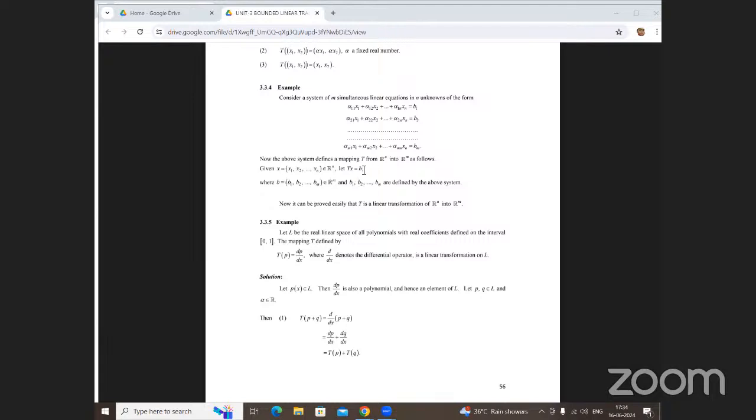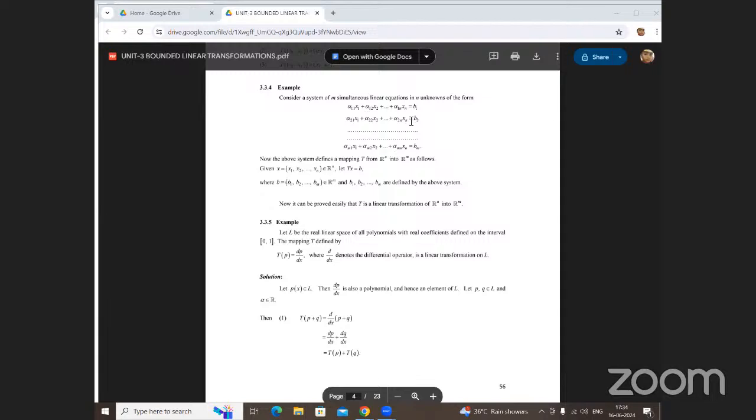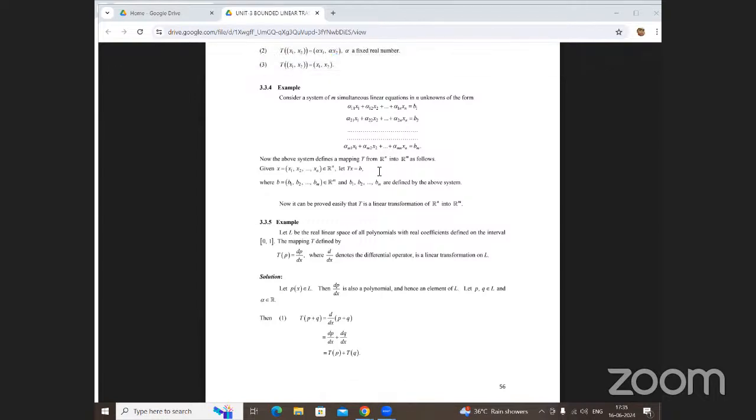Now, this defines a mapping T from R^n into R^m. This system of simultaneous linear equations is converted into a linear transformation. The domain values are in R^n, and the image values are in R^m. So T maps R^n into R^m.